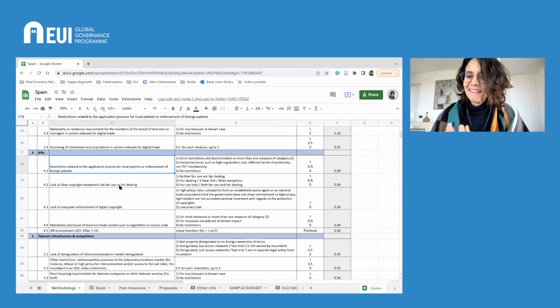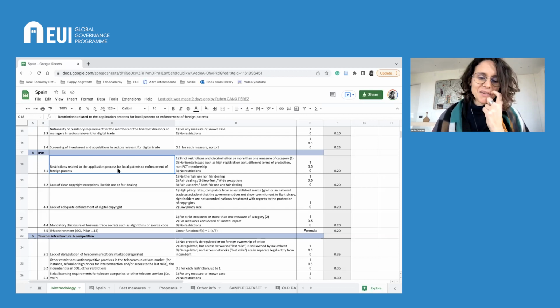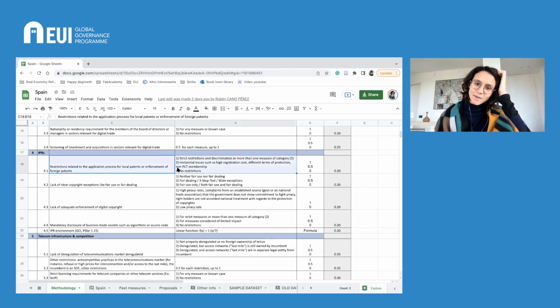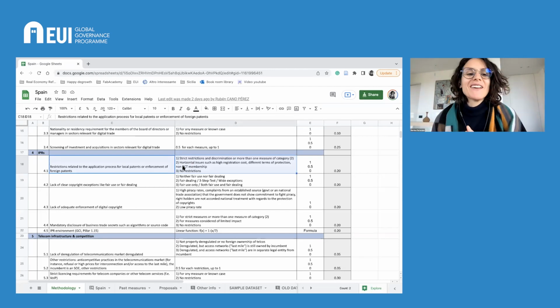I think that's it for a broad general introduction of how we address patents so far. We would like to improve the way in which we find restrictions on this issue, and that's why we are here today. I leave the floor to Laurent.